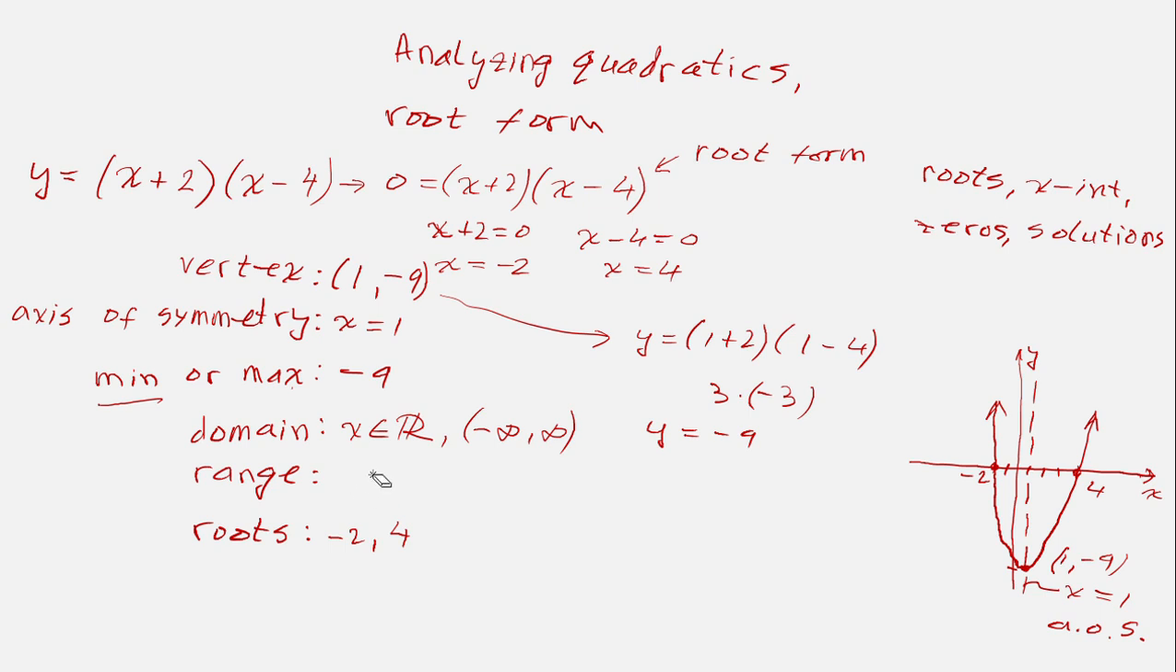The range of this function starts at negative 9, right here, and then any y value after that is going to be part of it. So range is everything from negative 9 all the way towards infinity. And then we need to put a bracket here because we want to include the negative 9. We could also say, well, range is any y value that's greater than or equal to negative 9.